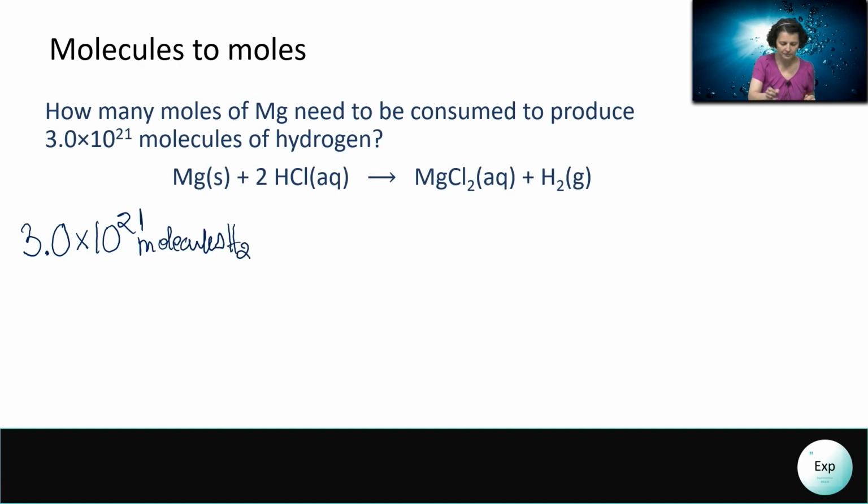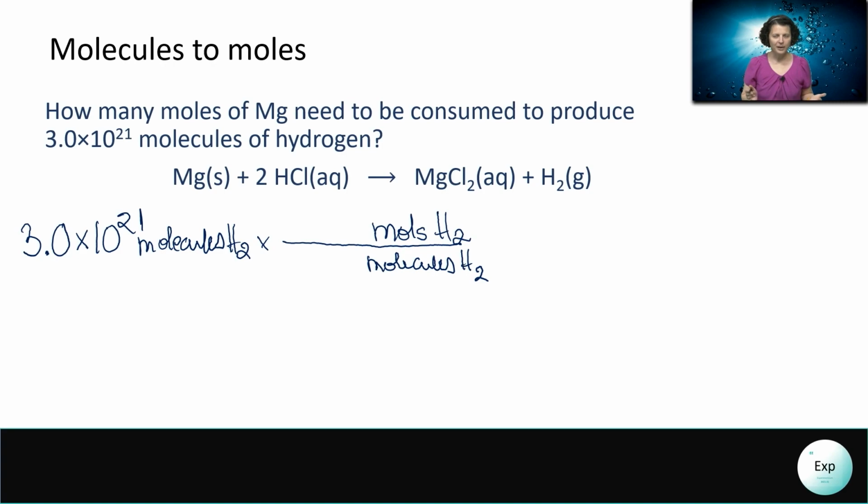of hydrogen. In the first step, we need to get from molecules of hydrogen to moles of hydrogen. And we know Avogadro's number, which tells us 1 mole of anything will contain 6.022 times 10 to the 23rd molecules of that item. And here we have hydrogen moles and hydrogen molecules. So the molecules have been removed.